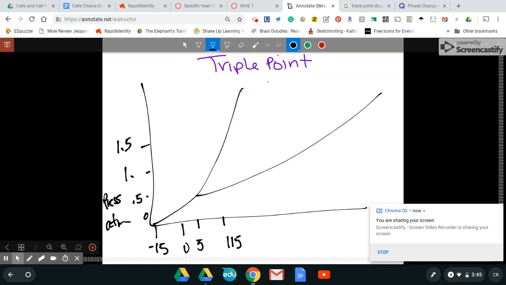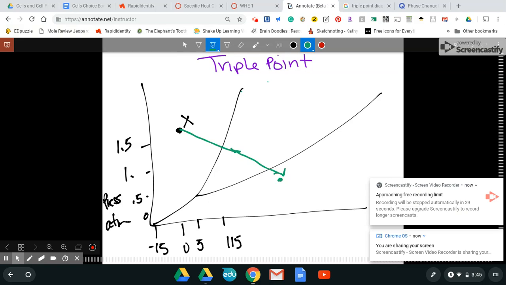Okay, so here's what we want to identify. Let's say that I'm at this point right here, point X. What phase change is going to take place if I am now down here? So you've got to look at what's going to happen. It's going to melt, then it's going to evaporate. So that would be the phase changes.